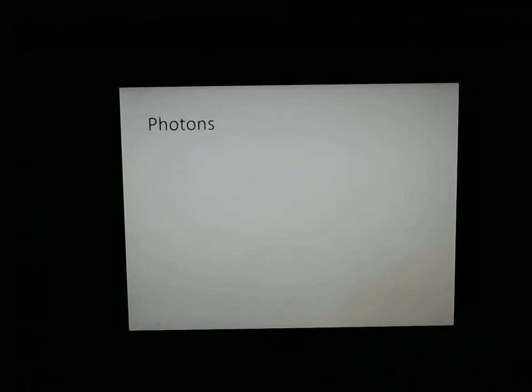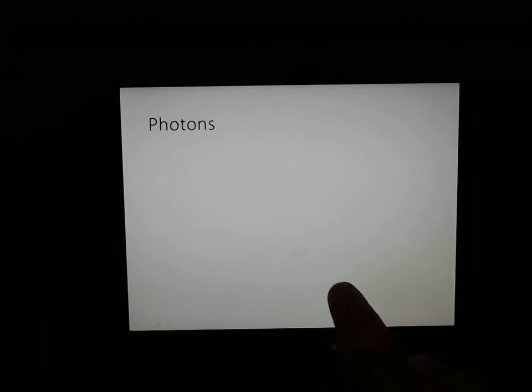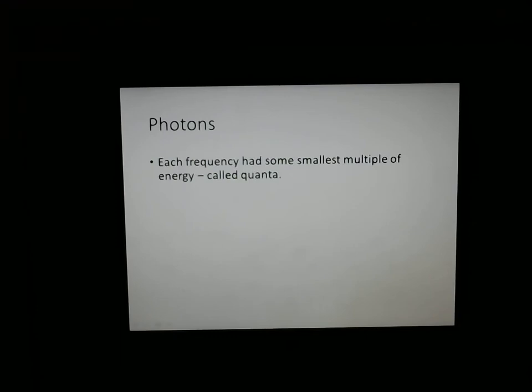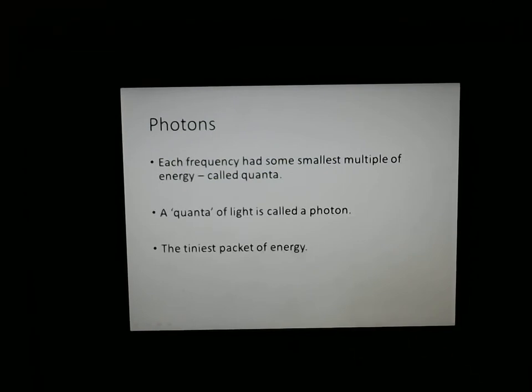So, photons. Now, Planck, with his study of black body radiation, reasoned that the vibration had to have some multiple of the smallest amount of energy. He called that quanta. So each frequency has some quanta, or some multiple of quanta. And the light quanta, the smallest multiple, was called a photon. So think of a photon as the tiniest packet of light. However, it only comes in certain sizes. Think of it like in our currency, the smallest note is $5. So if you have a bunch of notes, it will always be some multiple of $5.